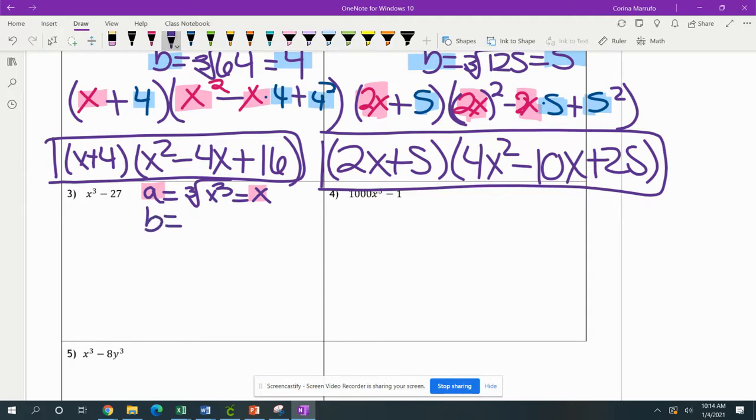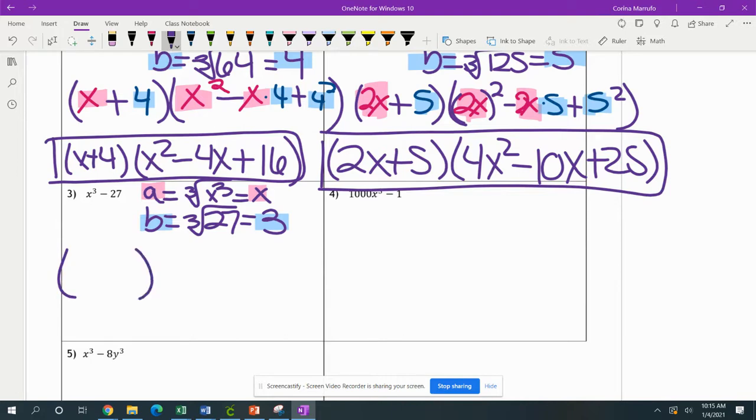To find b, we take the cube root of 27. Now you don't need to put the negative in there, so it's just fine like that. 3 times 3 times 3 gives us 27, so the cube root is 3. That's our b.